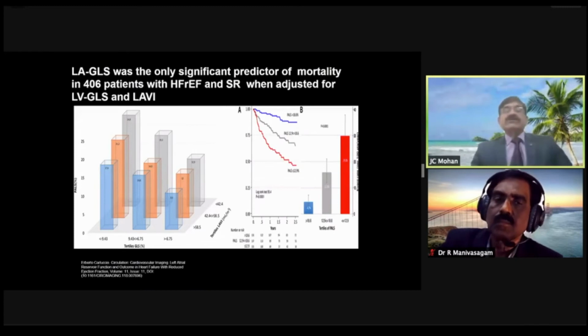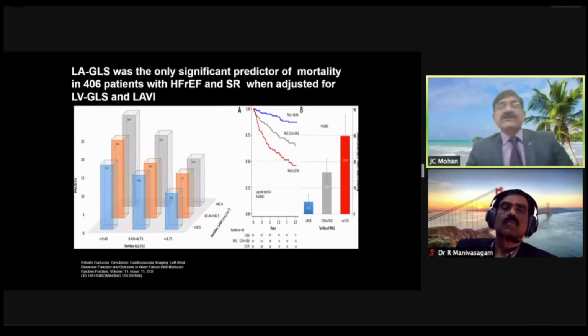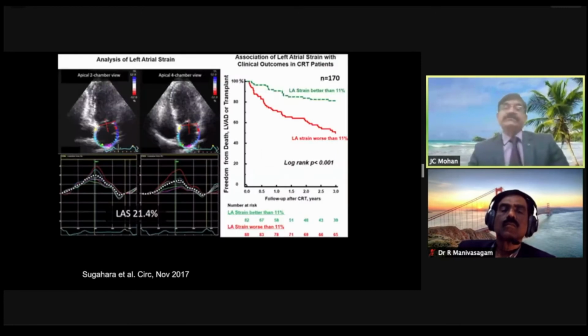The same longitudinal strain, the reservoir strain of the left atrium, has been used for assessing the prognosis of HFrEF. Here is the data. And it has been shown that, independent of left ventricle global longitudinal strain and left atrial volume index, LA strain provides added incremental value. And worst are those people who have a left atrial global reservoir strain less than 12%.